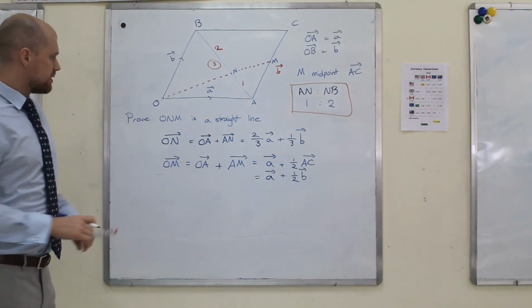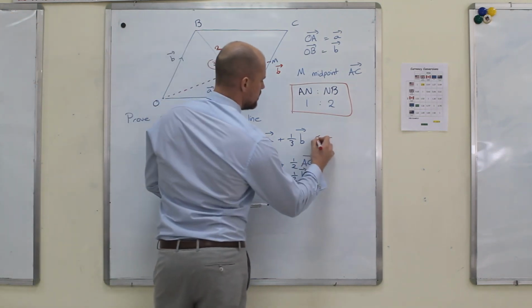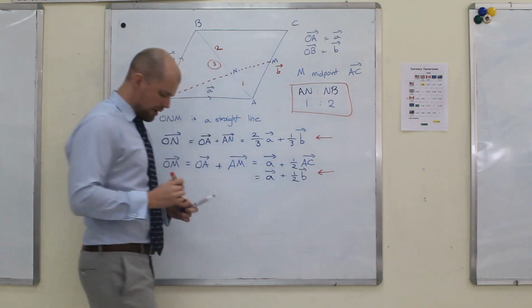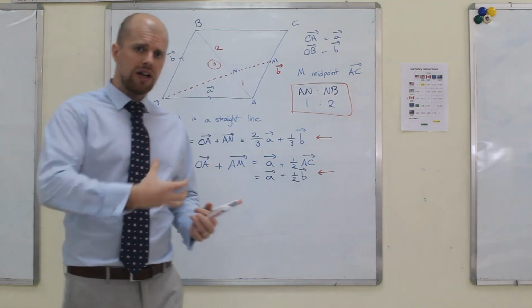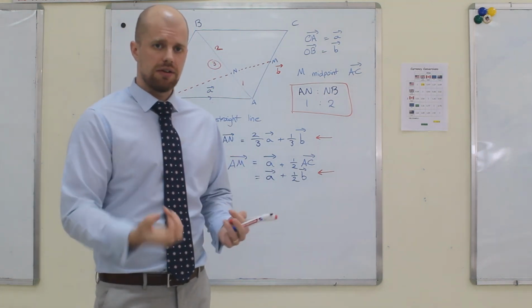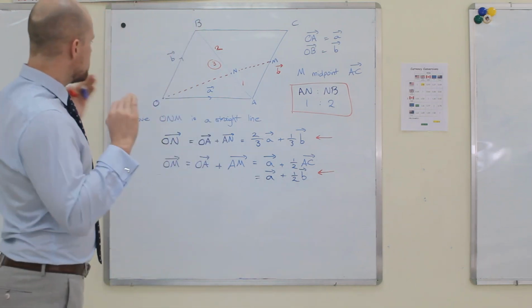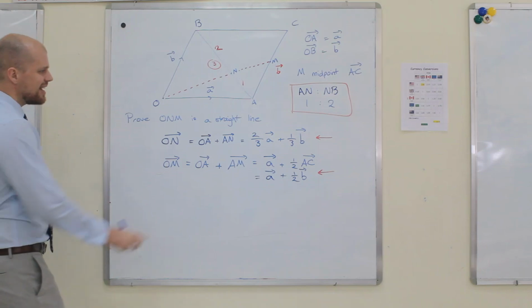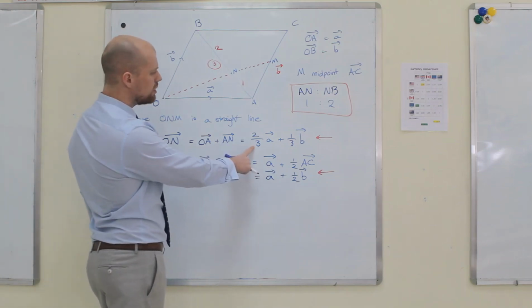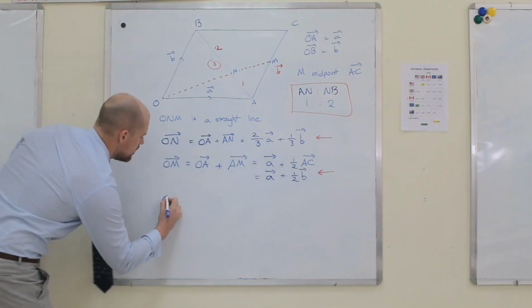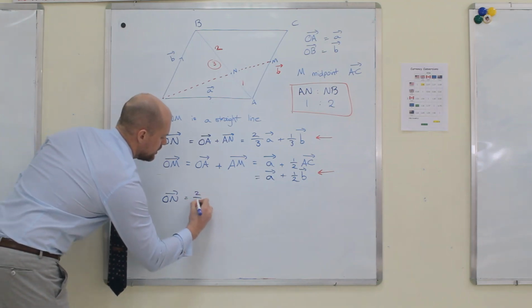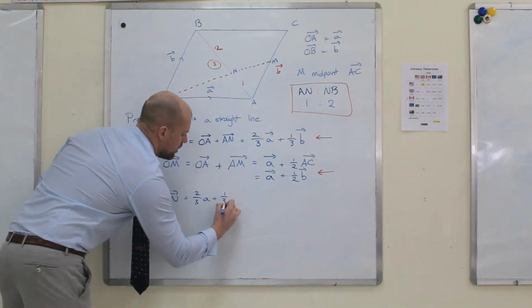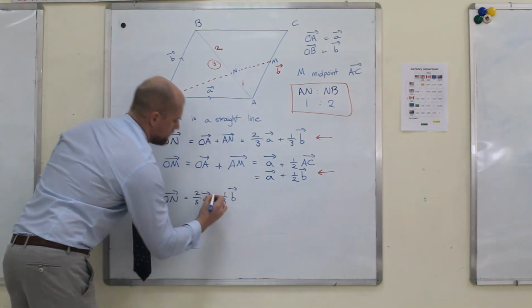So I've got my two vectors. I've got this one and this one. And what I now need to do is show that one is a scalar multiple of another. If I'm able to do that, it means that they are parallel, okay? So let's take this to start with. Let's take 2/3 A plus 1/3 B. So ON is 2/3 A plus 1/3 B.